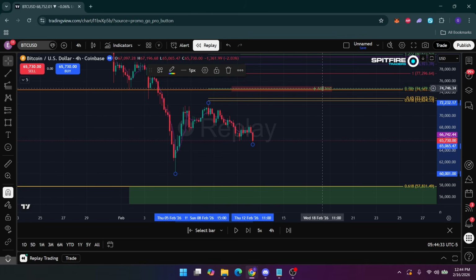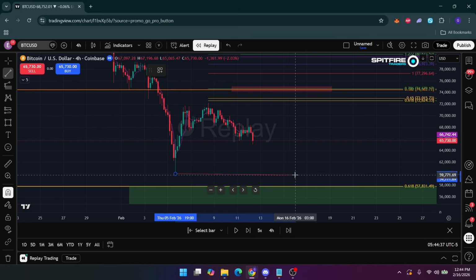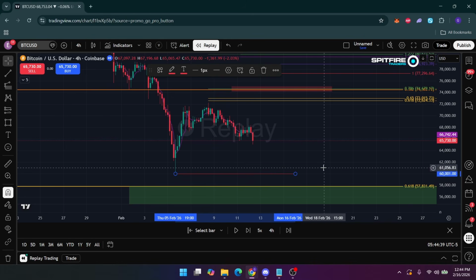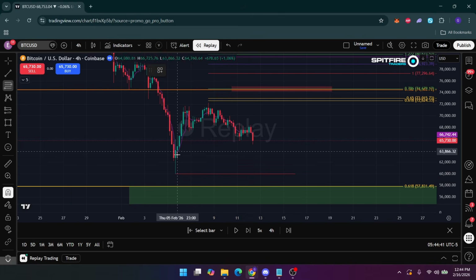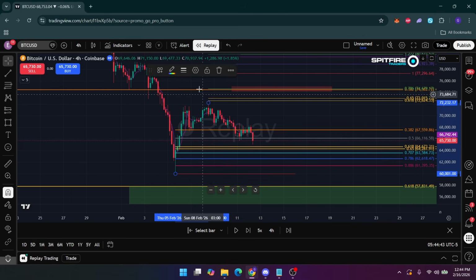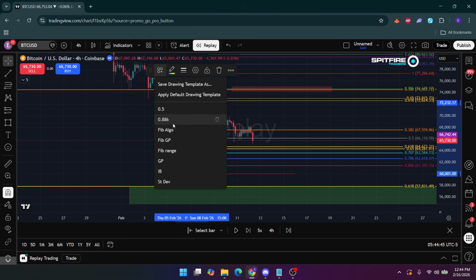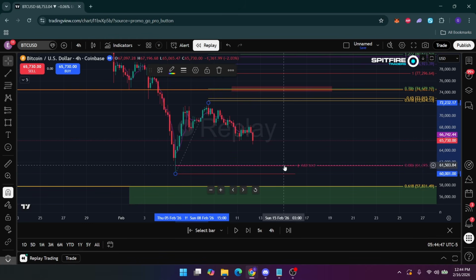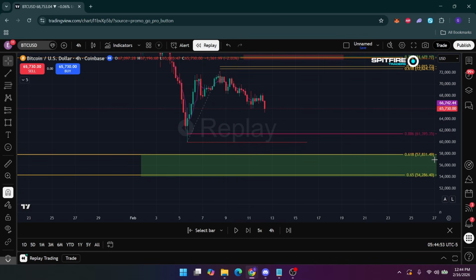But this one, in order to be valid, she needs to hold this low, and in order to hold this low, her last line in the sand for bulls will be the 886. If she doesn't hold the 886, then we'll have a swing failure pattern of this low, which will look really nice because we have this area of interest down below at 64-67k.